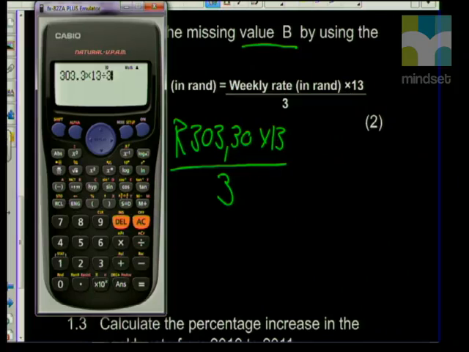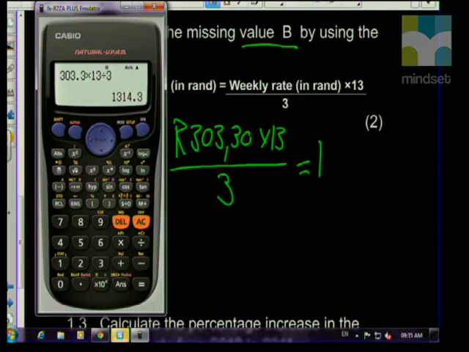Multiplication and division are of the same order. We don't have too many alarm bells, but remember, when you've got multiplication and addition and division, that's when you've got to be very, very careful. So we get the answer, push the equal sign, and in a normal calculator it would give you the answer straight away. In this one, you have to make sure it goes to a decimal, and we're going to write down the answer as 1,314 Rand and 30 cents.